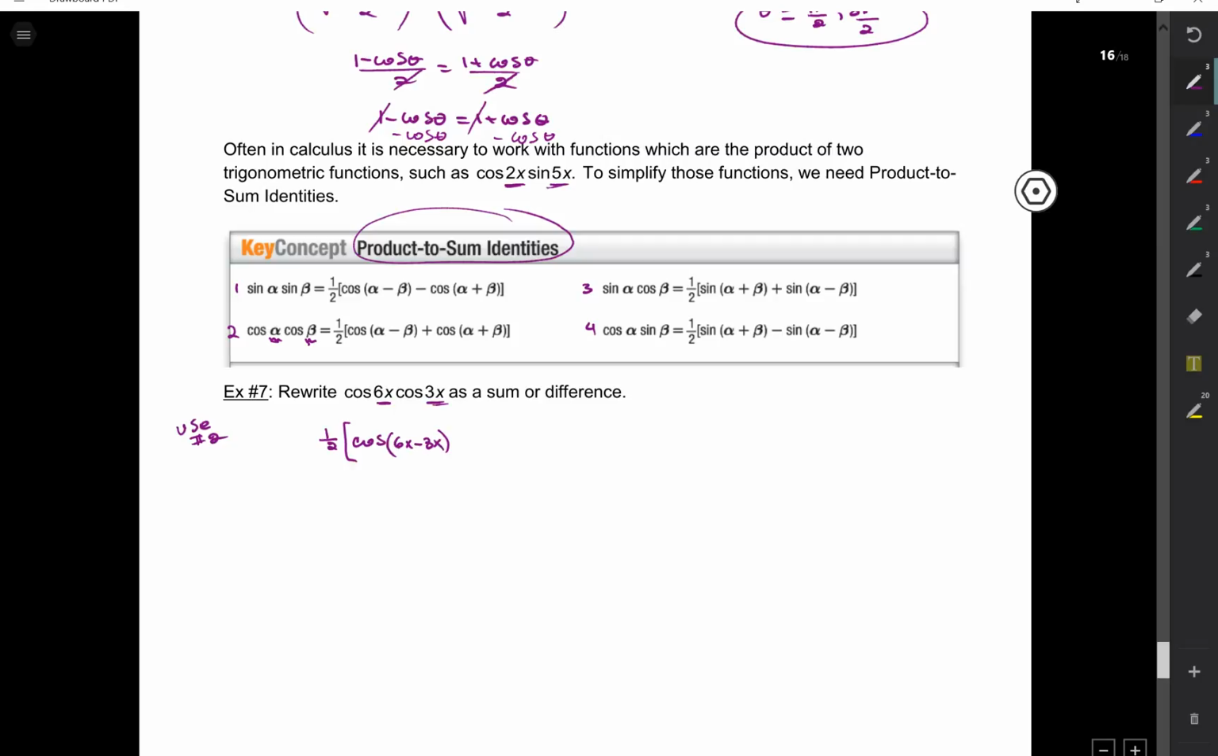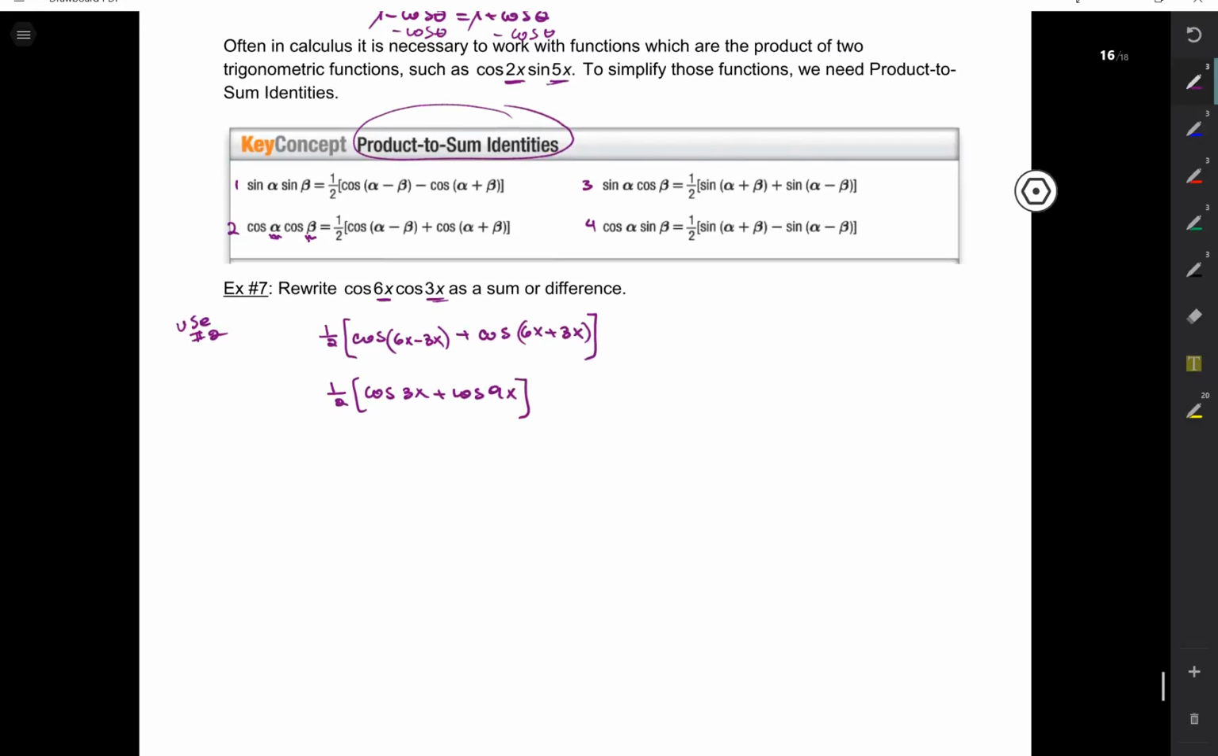So what do I have here? 6x minus 3x, plus cosine of 6x plus 3x, which is 9x. So this is half of cosine 3x plus cosine 9x. That's it. That's the entire thing. I love this. This is fun.